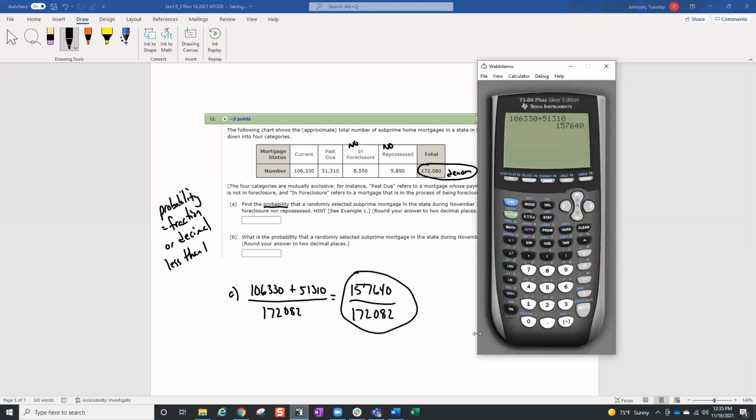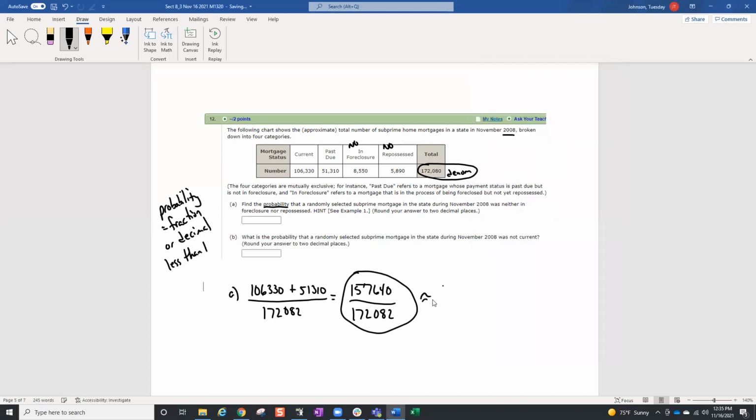Cool. Let's bring back that calculator. And let's divide that by 172,082. 0.91607. 2 decimal places. That 6 tells me that I'm going to call this 0.92. All right, so I'm going to take off this circle. That's not our answer.